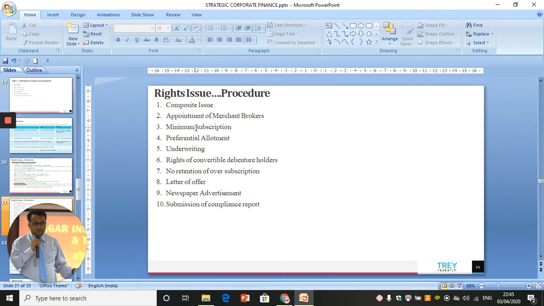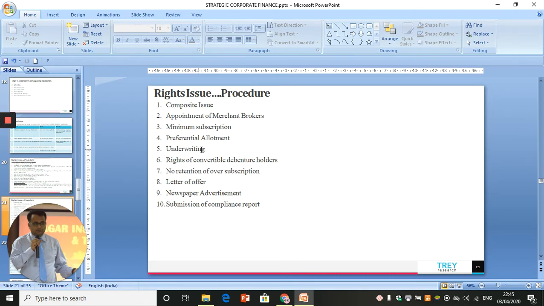So rights issue, what is the procedure? First one is the composite issue. Decide what kind of issue you want to go for, how many shares you want to issue, and what is the amount of money you want to raise. Then appointment of merchant bankers. Decide on the minimum subscription: what should be the minimum subscription? Preferential allotment: make preferential allotment.